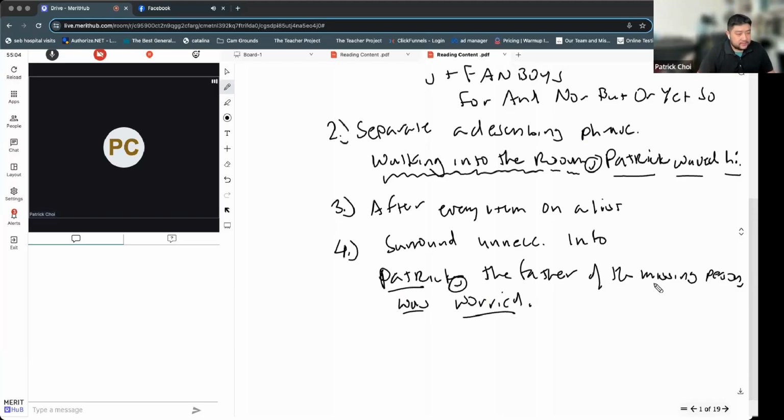You'll notice that the phrase "the father of the missing person" is surrounded by commas. What the commas are telling us is that what's in between these two commas is actually unnecessary, so you can just take it out. Then the sentence is actually "Patrick was worried," but the phrase "the father of the missing person" gives us more information about who or what Patrick is. The reason commas play a big role is because oftentimes the author will use them to elaborate further on what they're saying.